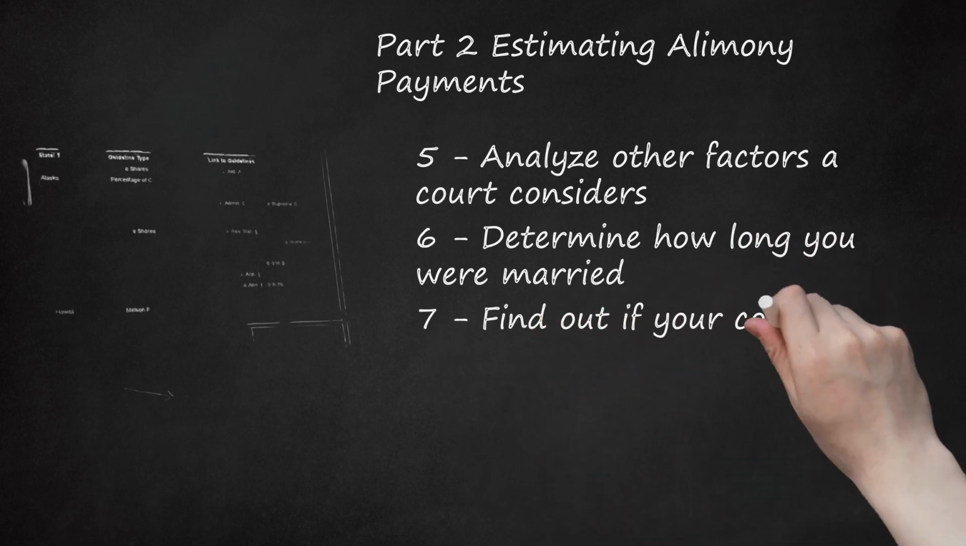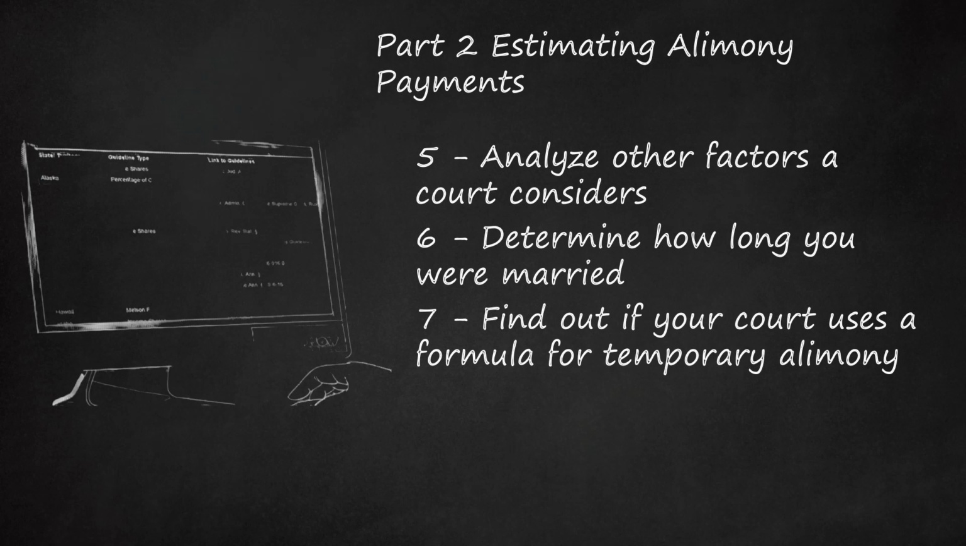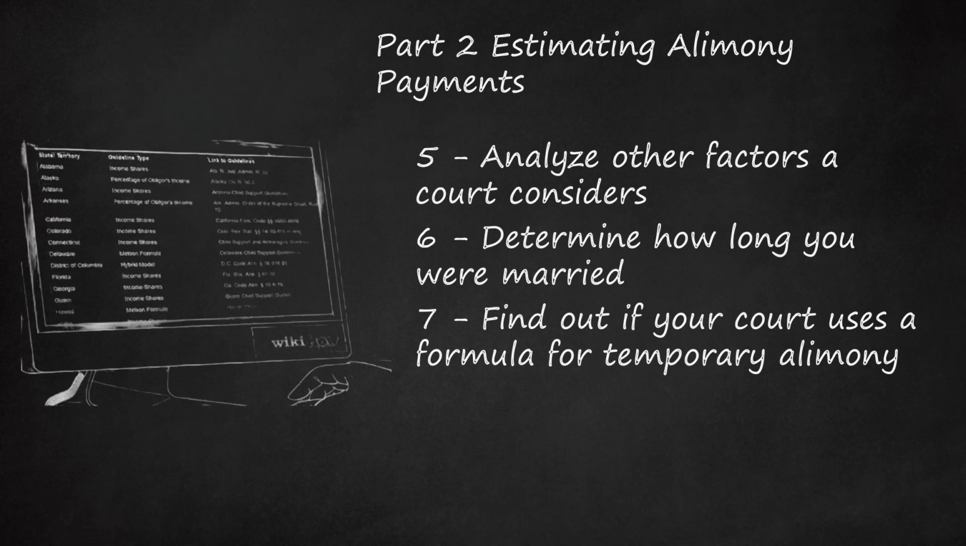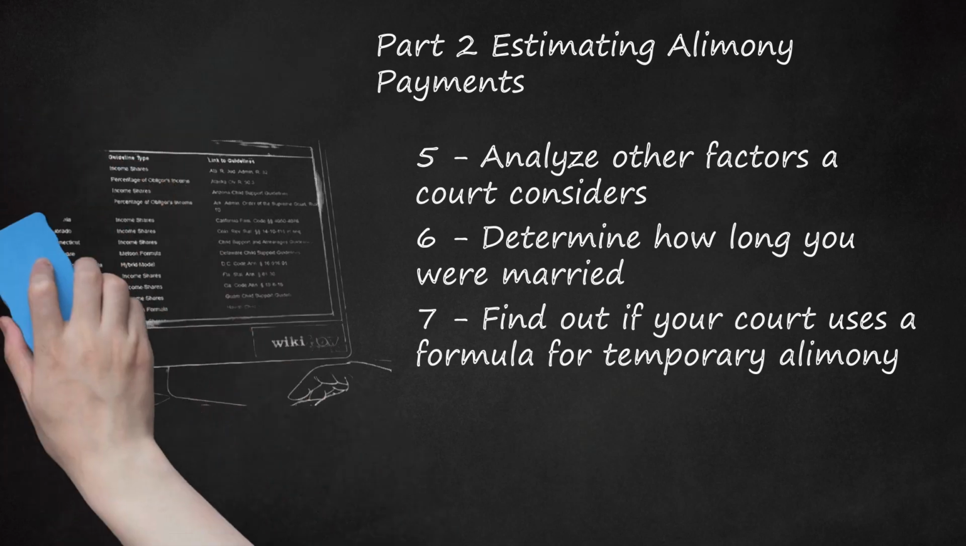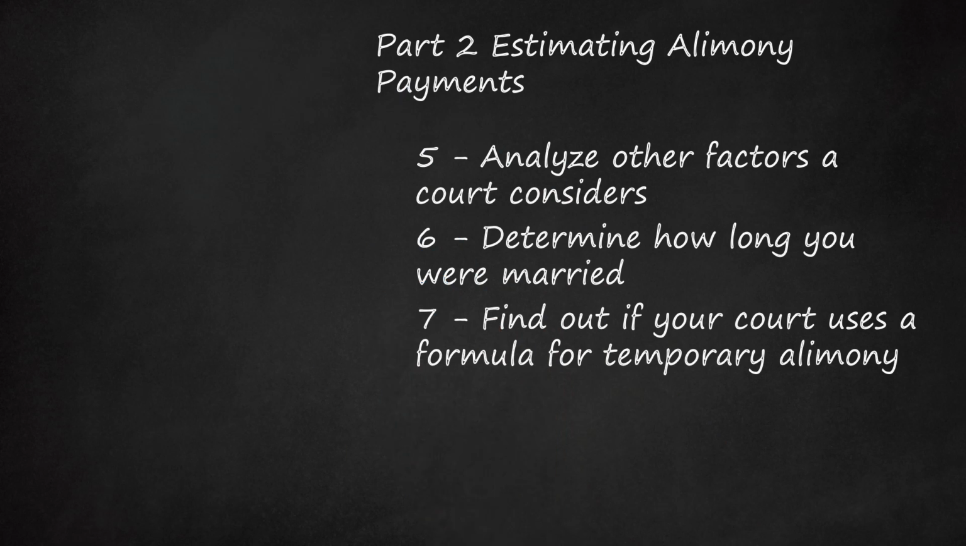7. Find out if your court uses a formula for temporary alimony. In most courts, you can get alimony during your divorce, annulment, or separation. This is called temporary alimony. It is usually easy to calculate according to a formula. You can search for your court's formula by searching for your state and temporary alimony. New York, for example, provides a calculator for calculating temporary alimony.